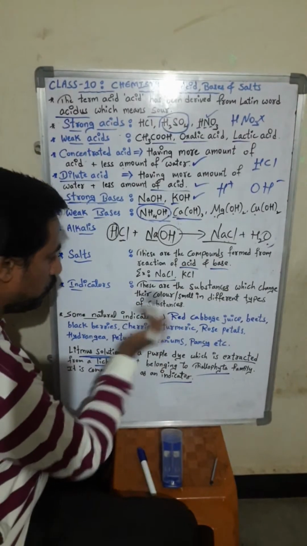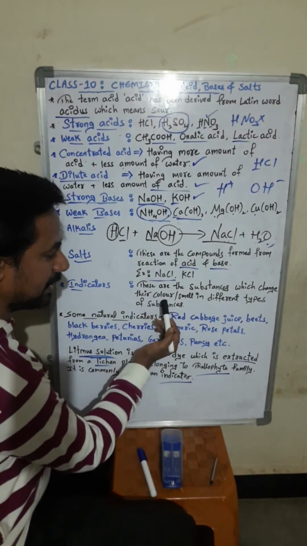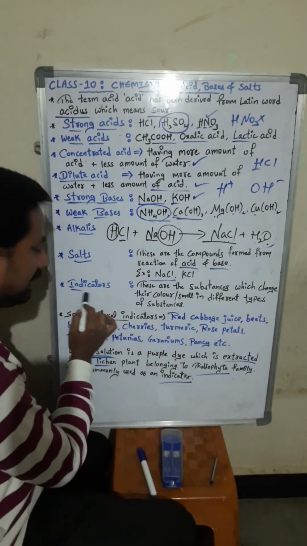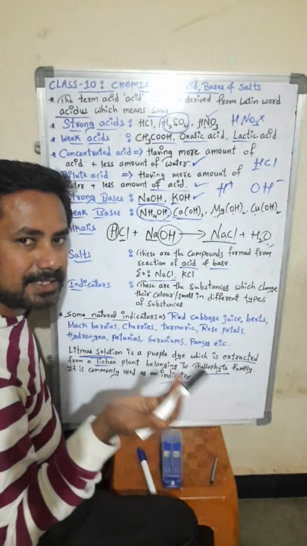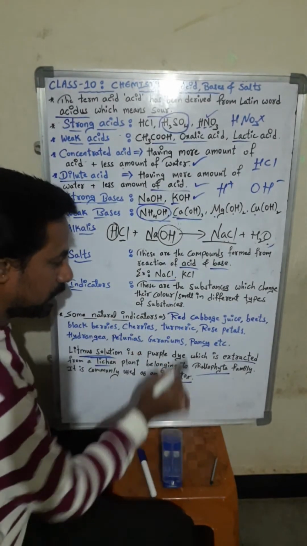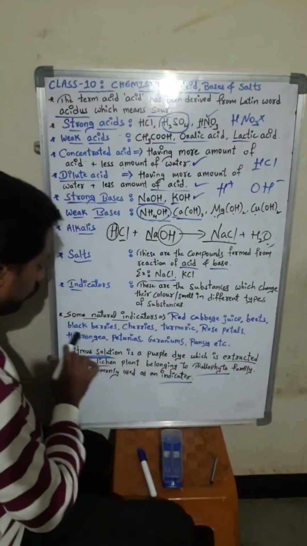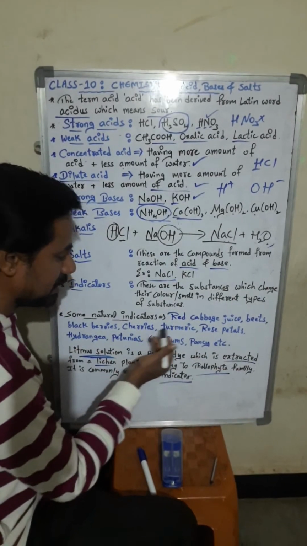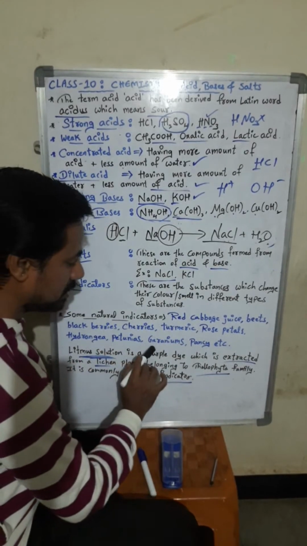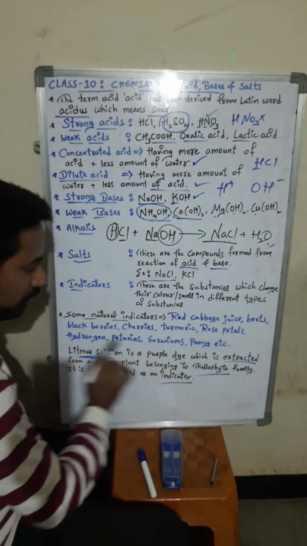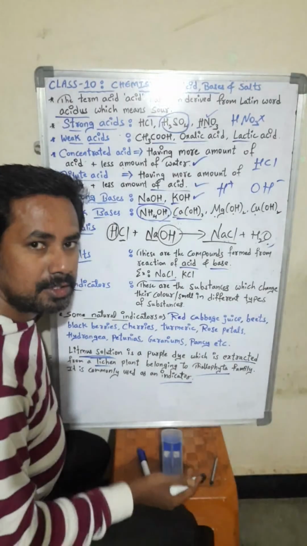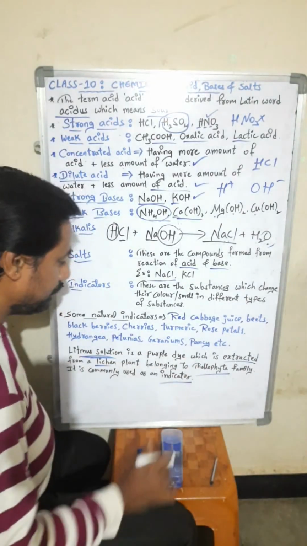So what will indicators do? They will change their color or they will give a different smell. So by this we can identify whether the substance is acid or base with the help of indicators. Some natural indicators, students: red cabbage juice, beetroots, blackberries, cherries, turmeric, rose petals, hydrangea, petunias, geraniums, pansy. These all are flowers, students. Don't get confused by seeing these names.